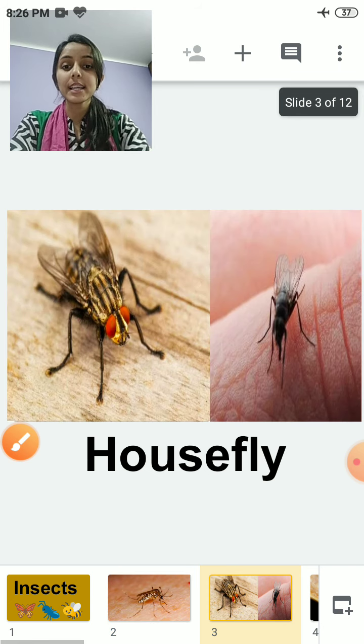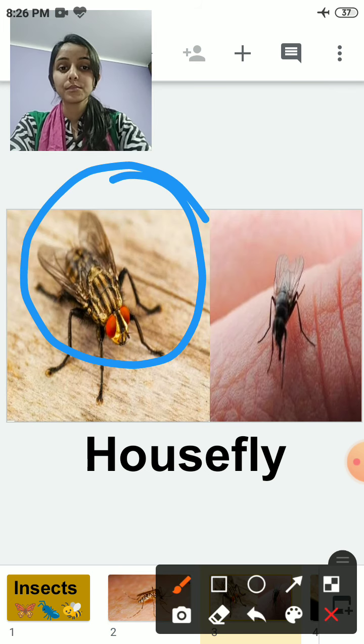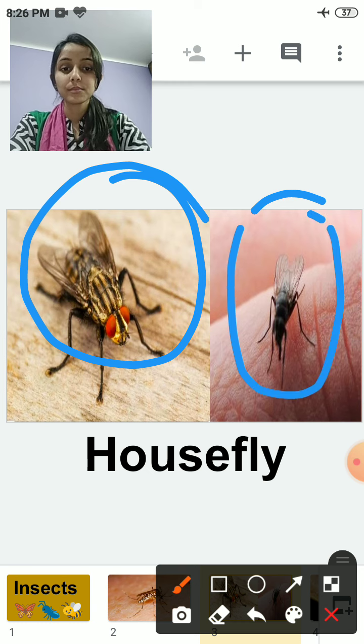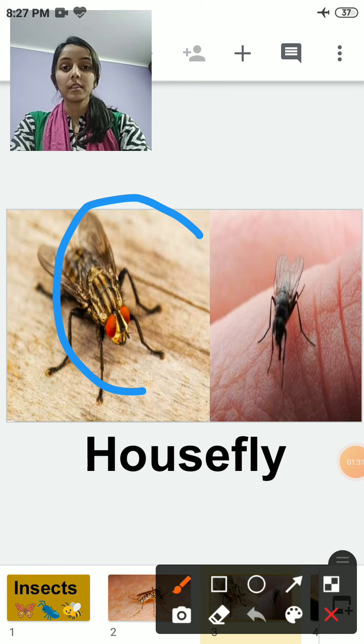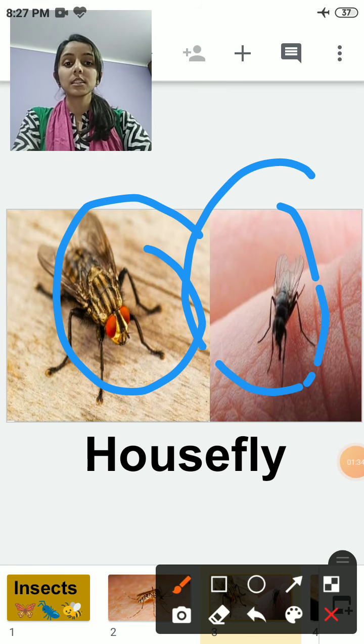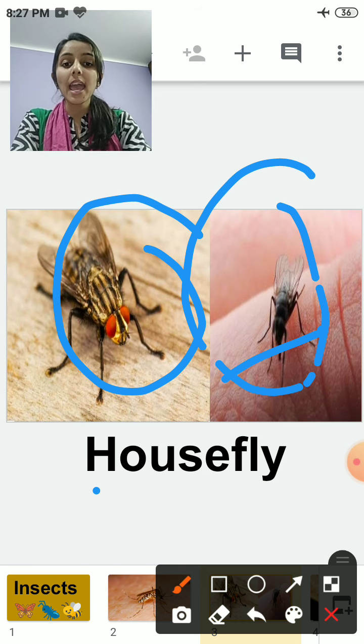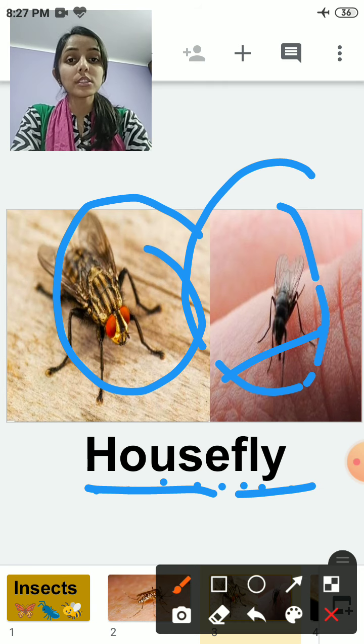Now, what is this? This is a house fly. House fly. H O U S E, house. F L Y, fly. House fly.